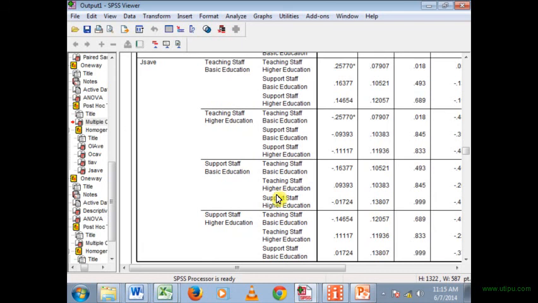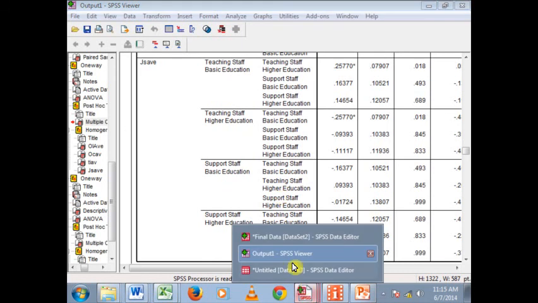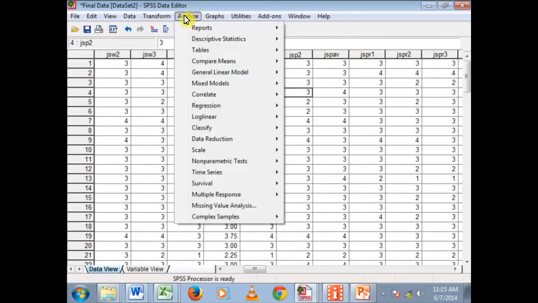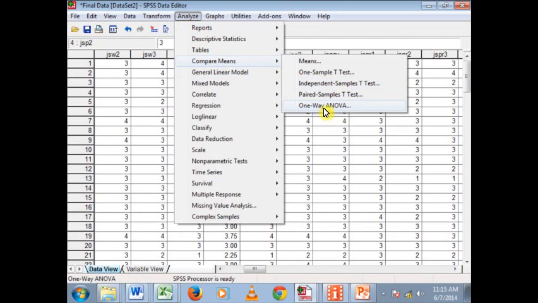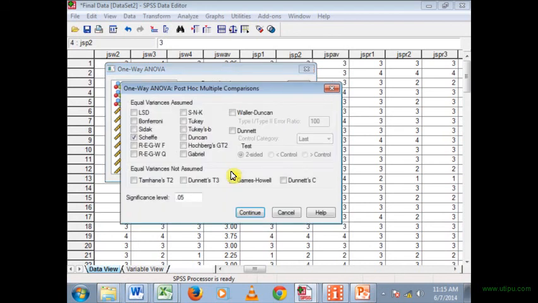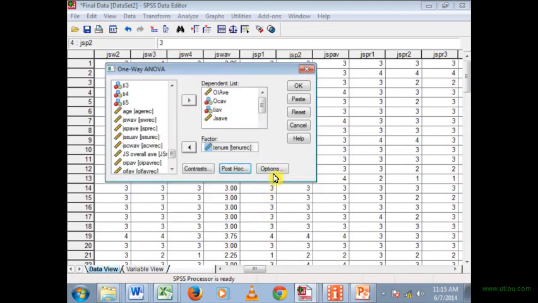Let's take a look at another data. Again, we analyze, we compare means, we go to the one-way ANOVA, and we still use this data here, but the factor has to change. So we use the tenure rec. The contrast is still the same, the post hoc, okay. We continue the options, okay, continue, then we say okay.